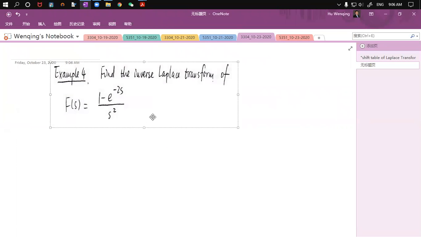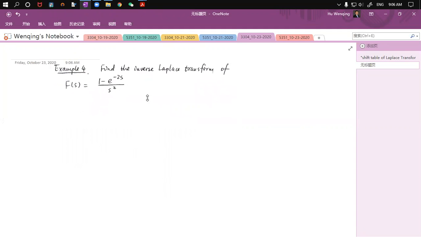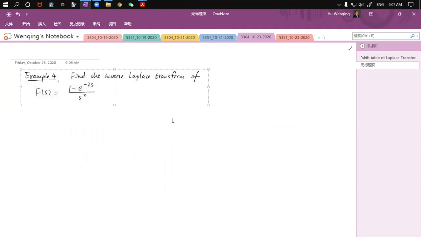Okay, so this is an example. Let's look at this example. Can we find the inverse Laplace transform of this function? That means we're trying to calculate the inverse Laplace transform of e to the power of minus 2s divided by s squared. We want to try to do this inverse Laplace transform. So how are we going to do it?